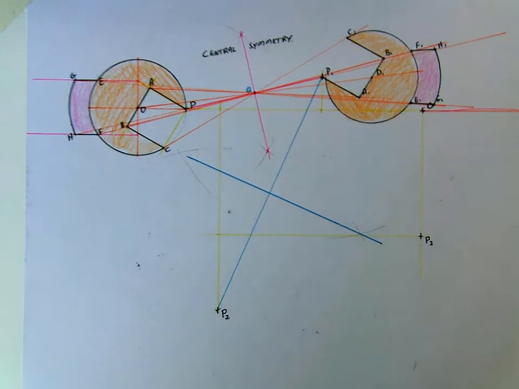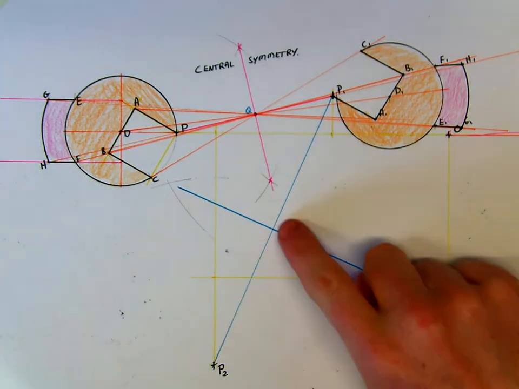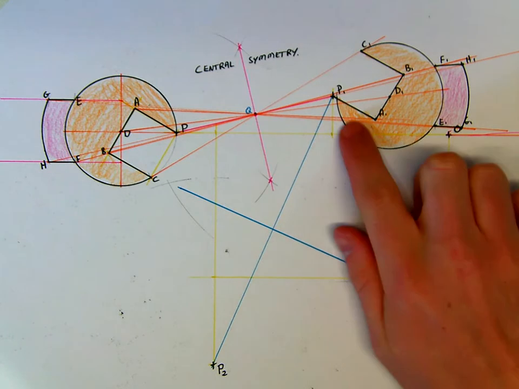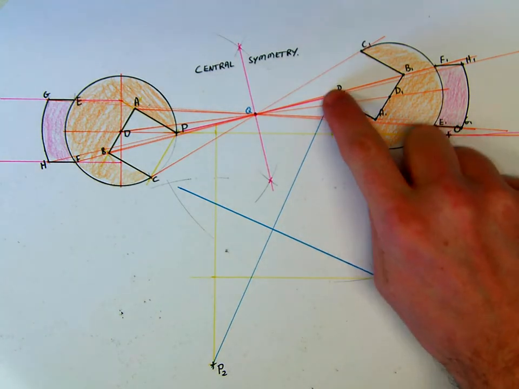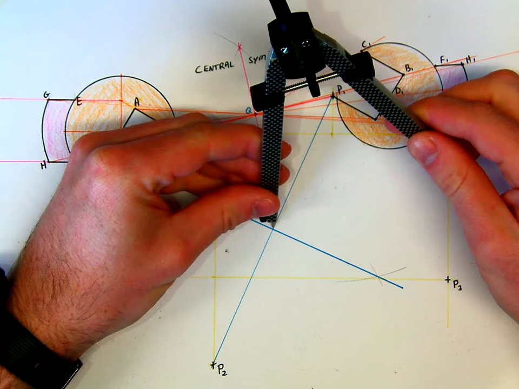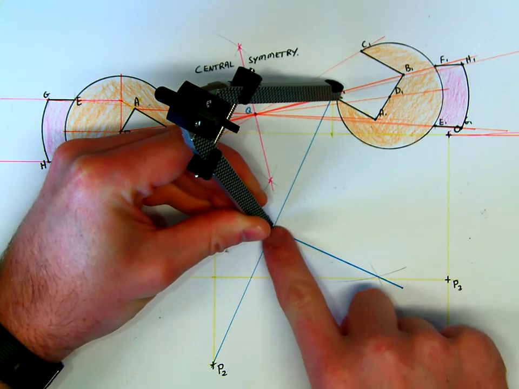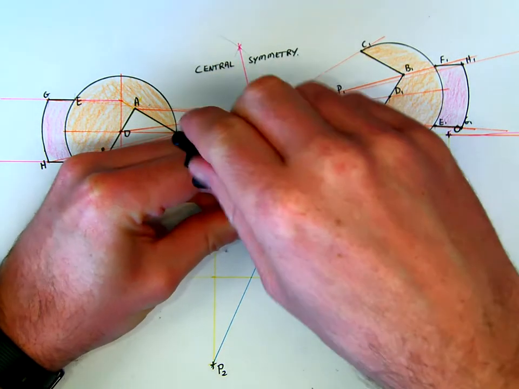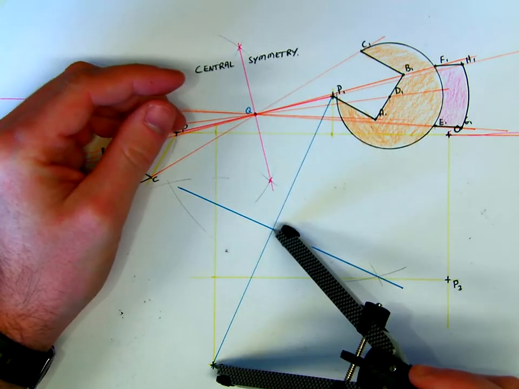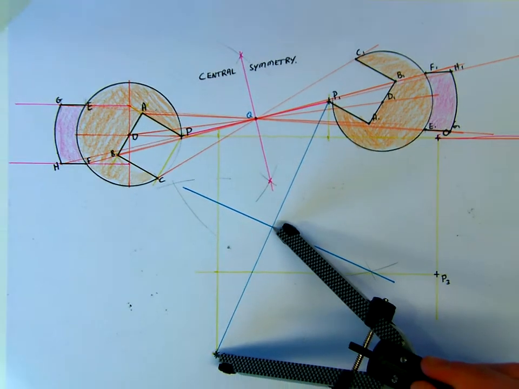Now, just to check if I've done that right, what I could do really quickly is put my compass on the line of symmetry and stretch it out to P1. When I swing it around, it should hit P2. So I put my compass out to P1, my compass is on the line of symmetry, swing it around, and it does, it hits P2 there. So I know I'm right before I get going.